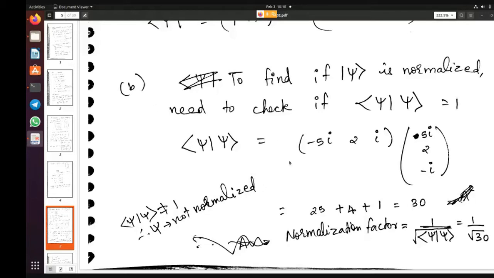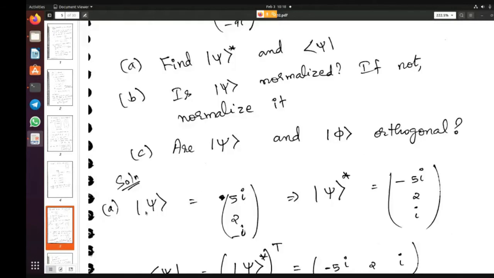So how will you find the normalization factor? The normalization factor is 1 by the root of the scalar product of psi with itself, or you can say the norm of psi. So this is equal to 1 by root 30. That is your normalization factor. So if you want to normalize psi, you will write 1 by root 30 into this column vector. That is your normalized wave function.